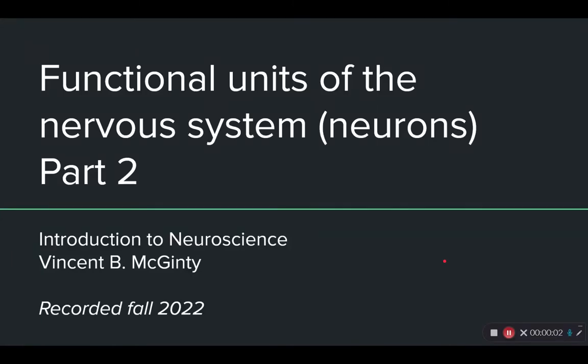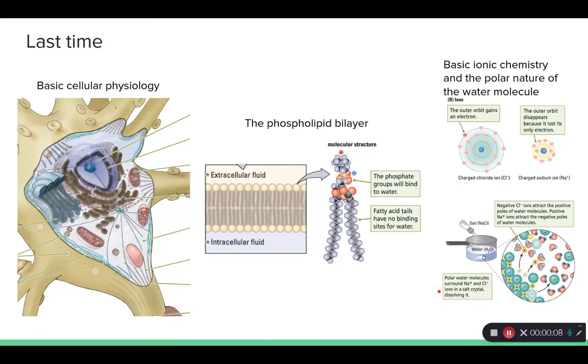Hi there. In this video, we're going to be continuing our introduction to neurons. And remember, last time we did a basic review of cellular physiology, properties of the membrane, and basic ideas in ionic chemistry. Again, if any of these are unfamiliar to you, go back and check out these sections of the book. These are very important concepts you need to know.